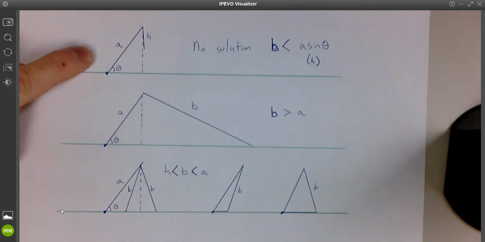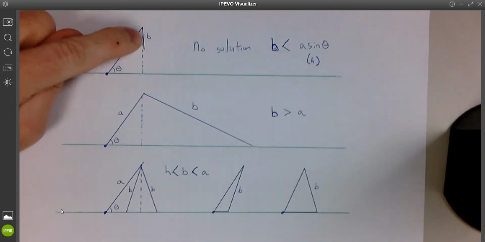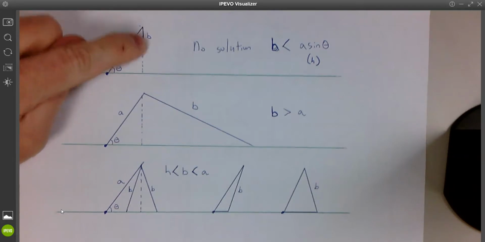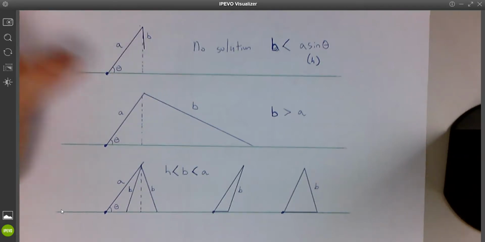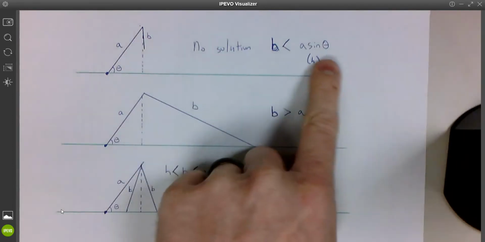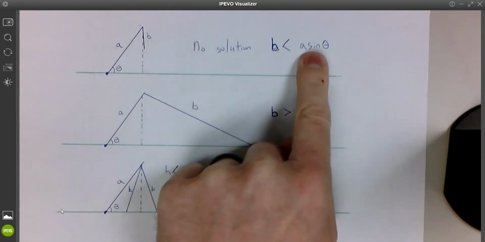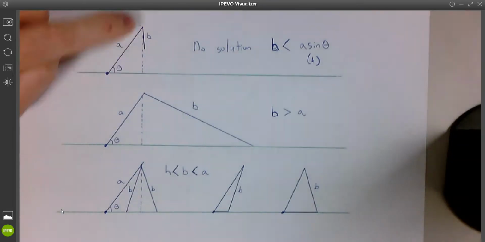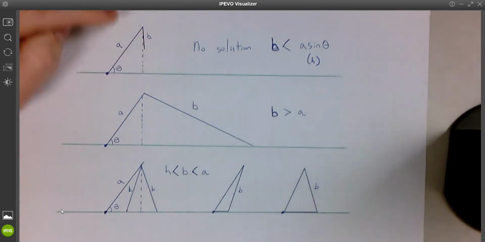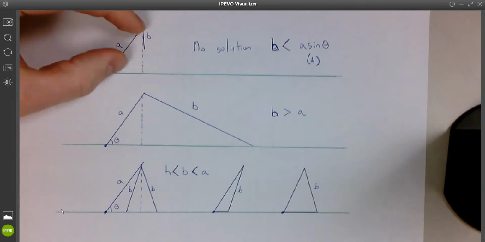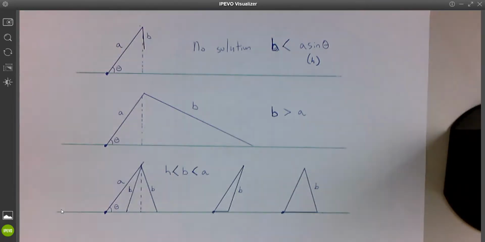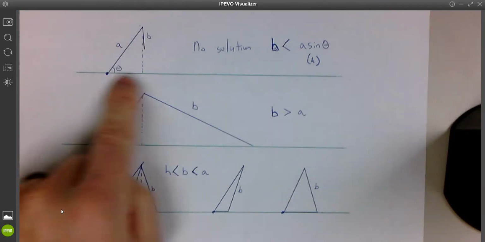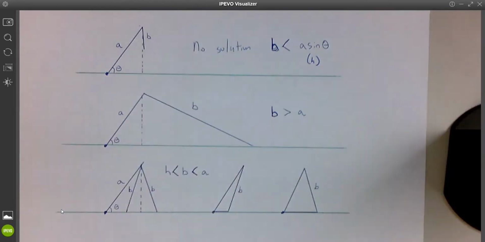The first one is the one we just ended with on that other video. B is so small that it doesn't make it back down, and we can't even get a triangle, no solution. Precisely, B has to be less than A sine theta. A sine theta is this altitude H, this dotted line. If B is less than that dotted line, no matter how I hang B up here on this little hinge, I would never get a triangle. It could never make it back down. So that's the no solution case.